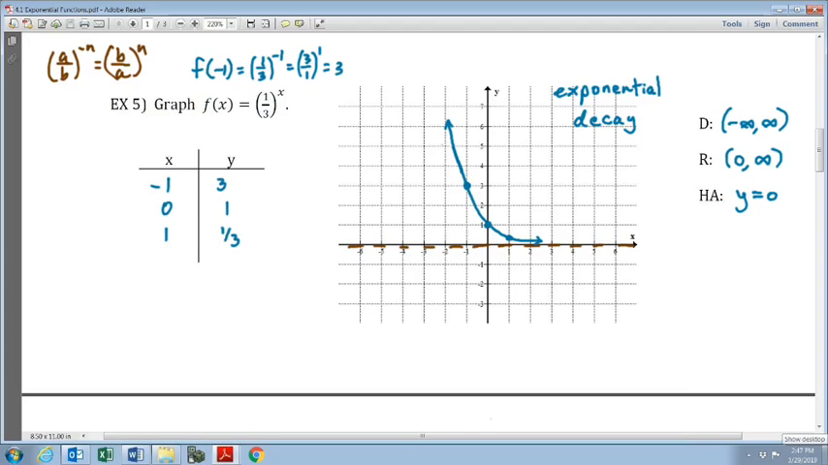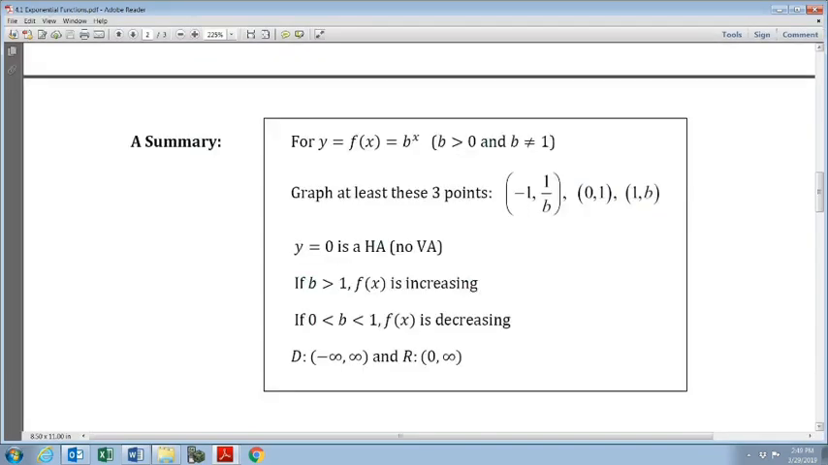Notice going from left to right, this thing decays quickly, and then after a while, it takes forever for the rest of it to go away, or it just takes forever to get to 0. It doesn't quite get there. It just approaches 0. Alright, let's move on and let's summarize here. So with exponential functions, it's basically of this form here.